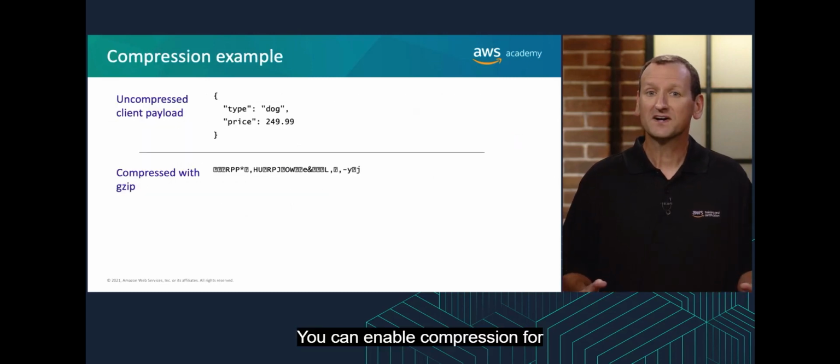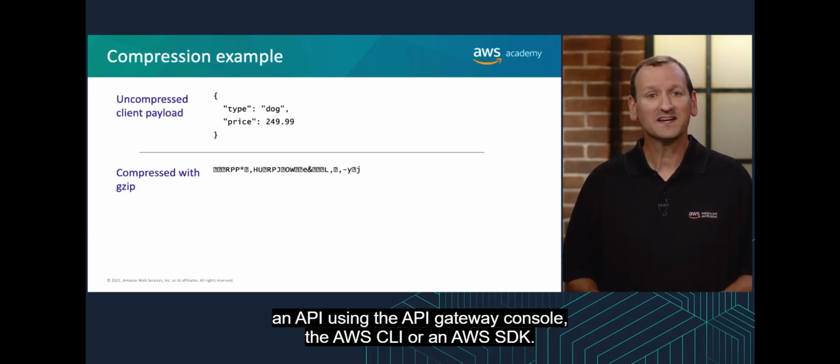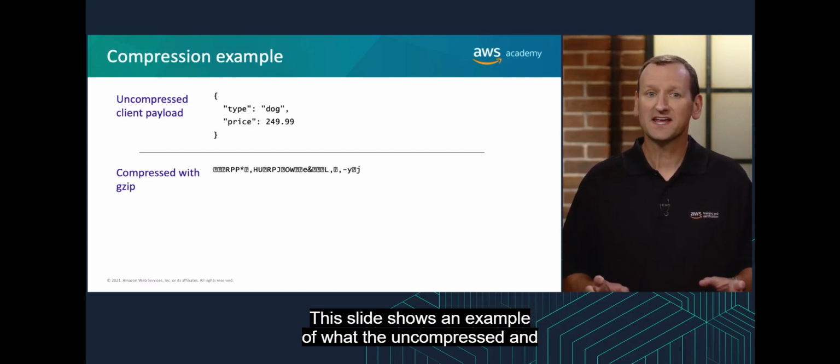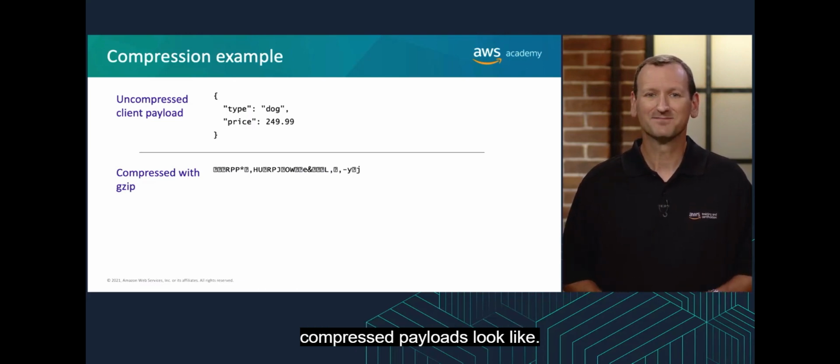You can enable compression for an API using the API Gateway console, the AWS CLI, or an AWS SDK. This slide shows an example of what the uncompressed and compressed payloads look like.